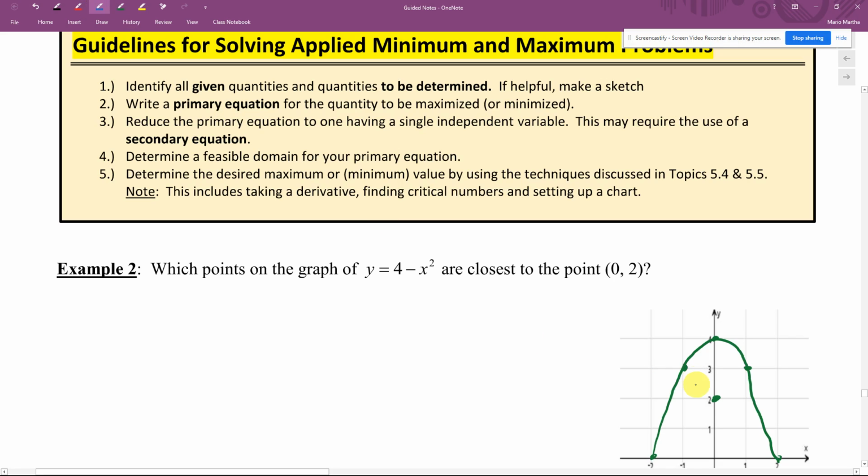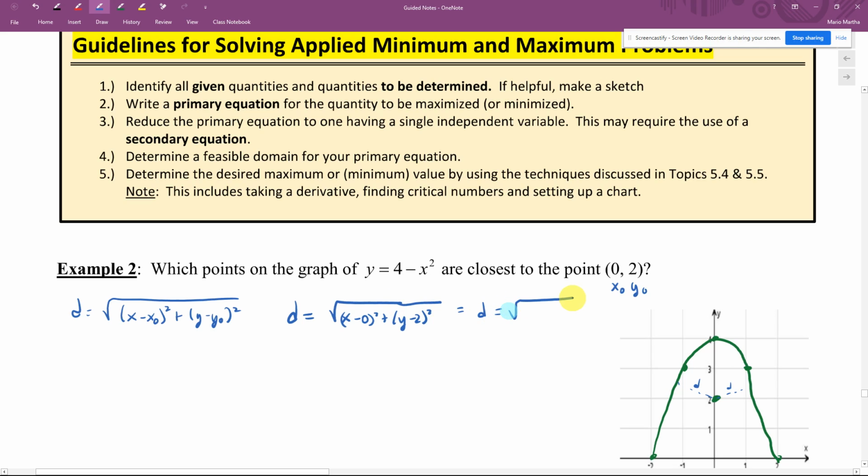So we're looking for the shortest distance between the parabola and the point itself. If you guys remember, the distance formula is equal to the square root of x minus x naught quantity squared, plus y minus y naught squared as well. So again, in this case, we have our initial values. We have x and y, and then we can just substitute those in there. So our primary equation will be d equals the square root of x minus 0 quantity squared plus y minus 2 squared. If you simplify that a little bit more, you're just going to end up with d equals the square root of x squared plus y minus 2 squared.